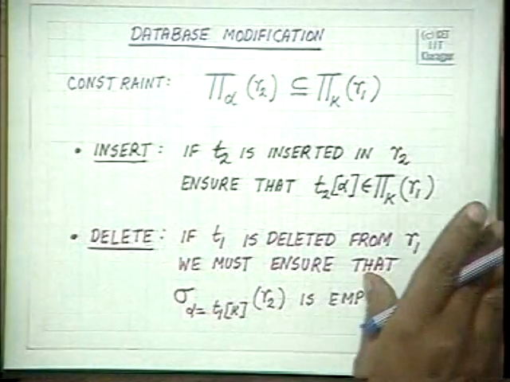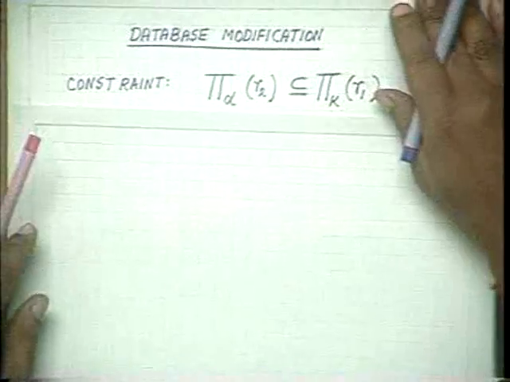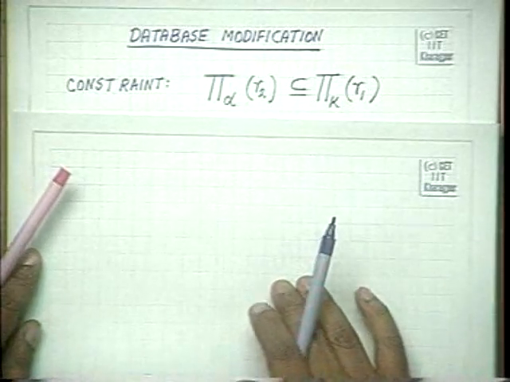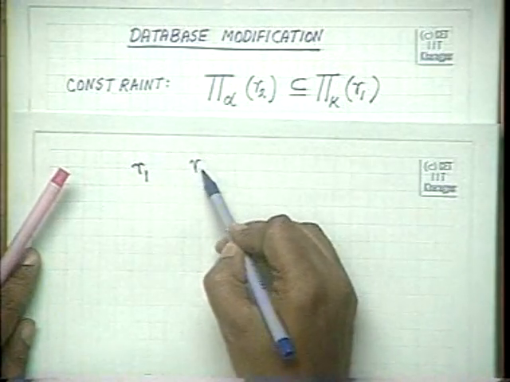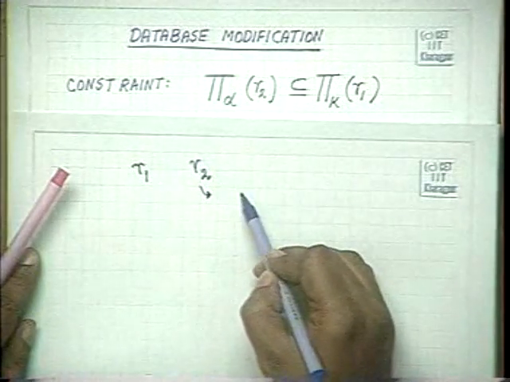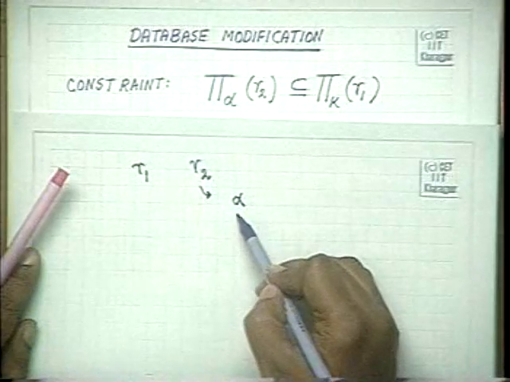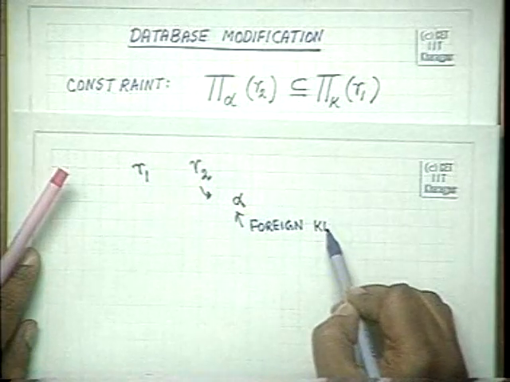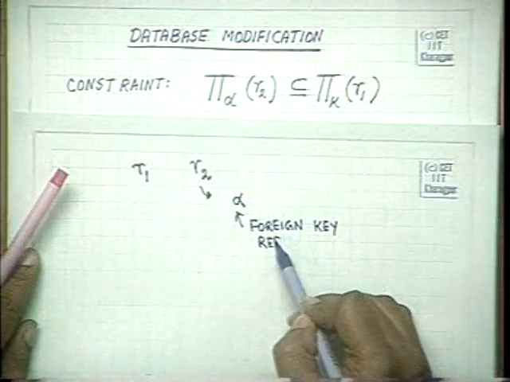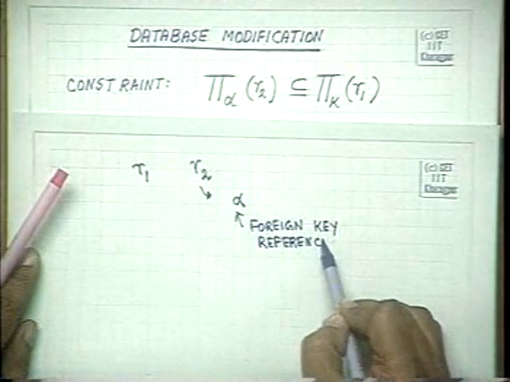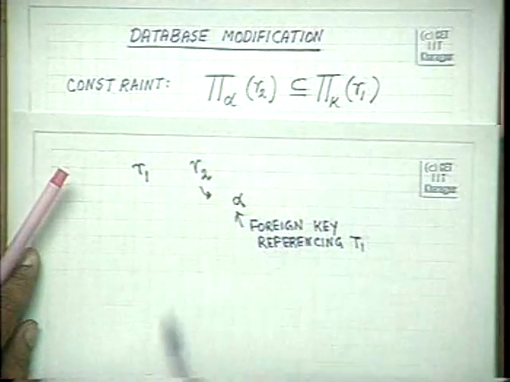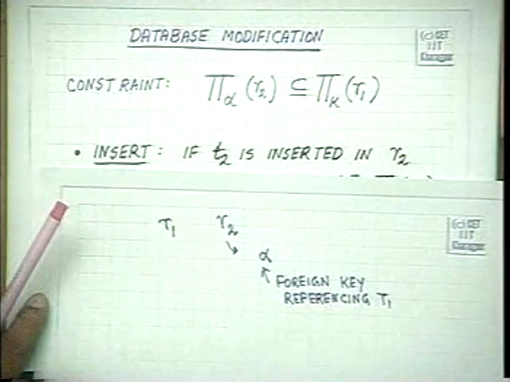So now let us see what we do in each situation. So we have got our constraint, that is we have got two relations R1 and R2, and in R2 we have got a set of attributes alpha which is a foreign key referencing R1. Which leads to this subset dependency. What will we do during insert?